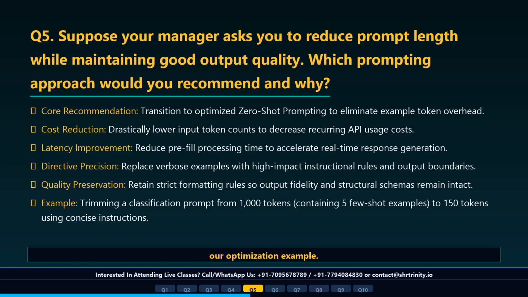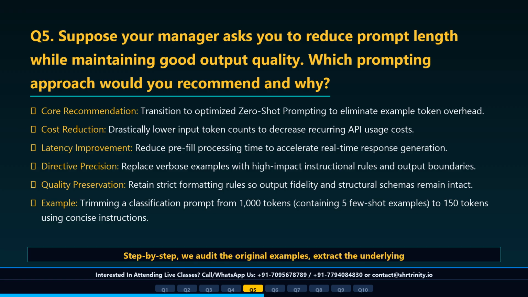Imagine a production endpoint running thousands of customer intent classifications per hour. The existing prompt uses 1,000 input tokens because it includes 5 detailed sample emails and responses. By refactoring this into a zero-shot prompt using precise rules, structured delimiters, and explicit categorization bounds, we compress the input down to just 150 tokens. That represents an 85% reduction in input token volume.